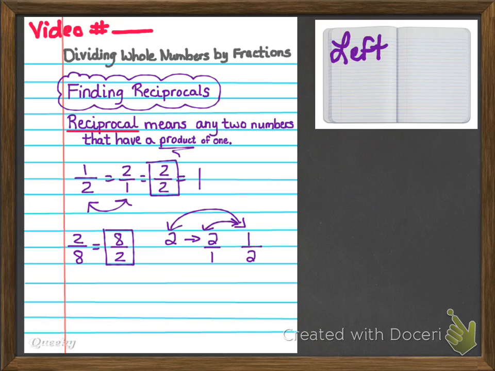I promise you there's no tricks that I'm not showing you on any of these, but I can give you a couple other examples so you can see that I really do mean the truth. So if your number is 5/7, its reciprocal would be, can you guess?